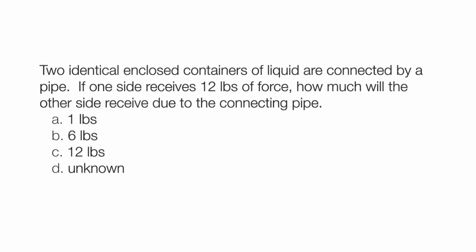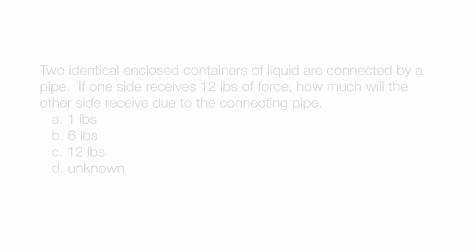2 identical enclosed containers of liquid are connected by a pipe. If one side receives 12 pounds of force, how much will the other side receive due to the connecting pipe? A, 1 pound. B, 6 pounds. C, 12 pounds. D, unknown.